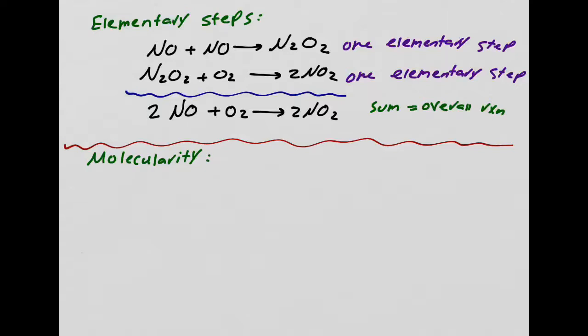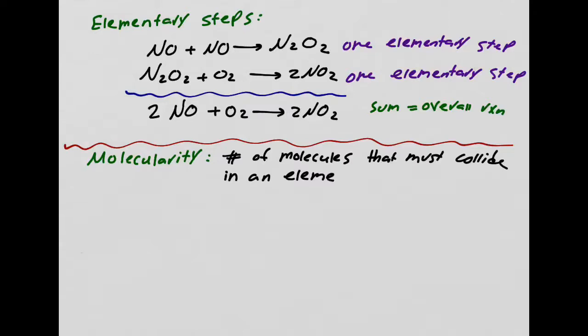What's molecularity? This is what it is. It's basically the number of molecules that must collide in an elementary step. And you already know what is an elementary step. So the number of molecules that must collide in an elementary step. Okay. Now we have different types of molecularity.